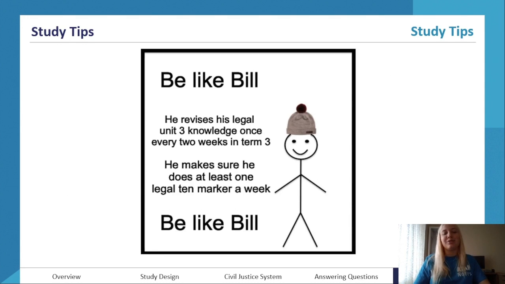And finally, try to do at least one legal 10 marker a week, because it's 10 marks out of 80 on your exam. It's a significant amount of marks. So try to get better at it. Try to get more formulaic and quick at writing them. And it's so good for content revision because 10 markers want you to put down so much content on the page about one or two concepts.